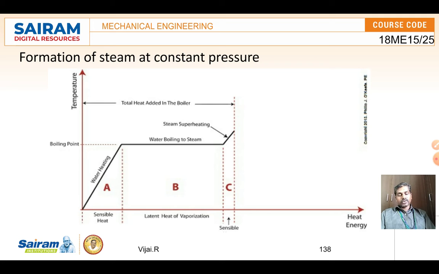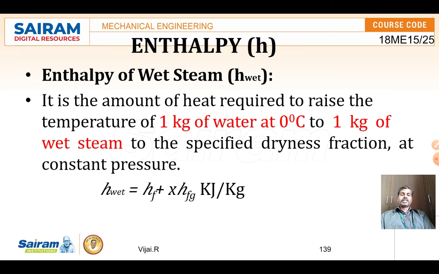After that, I further add heat, so the temperature rises and the steam is getting heated up. We call this superheating, and the temperature at the end point we can take as T superheated. Let me now show the formulas and how to solve for the enthalpy of steam.